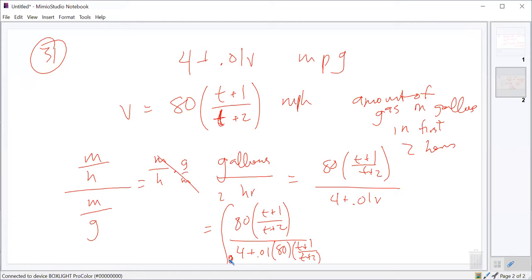I don't know what it comes out to be. I'm sure it comes out to be something exciting. It looks like it comes out to be 23.1 gallons.